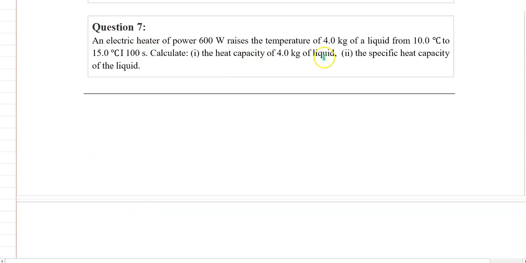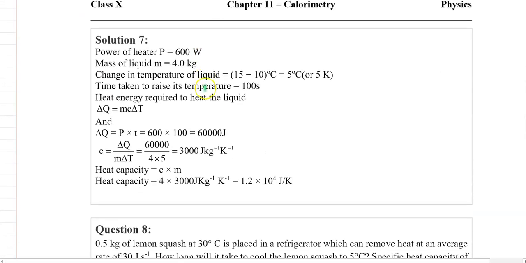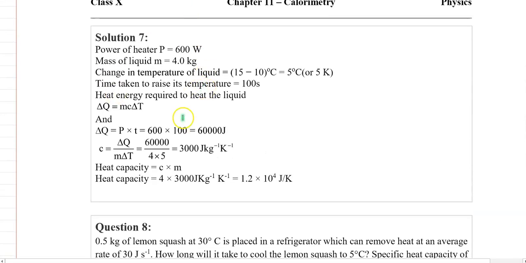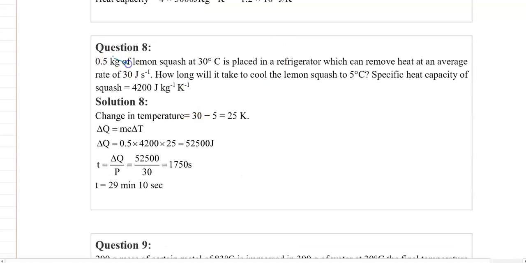Question 7 is the same type of question. You can see the solution here. Okay, question number 8, the same type of question: 0.5 kg of lemon squash at 30 degrees is placed in a refrigerator, which can remove heat at an average rate of 30 joule per second. How long will it take to cool the lemon squash to 5 degrees centigrade?